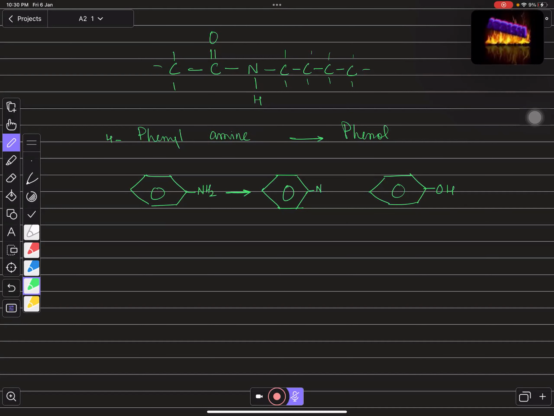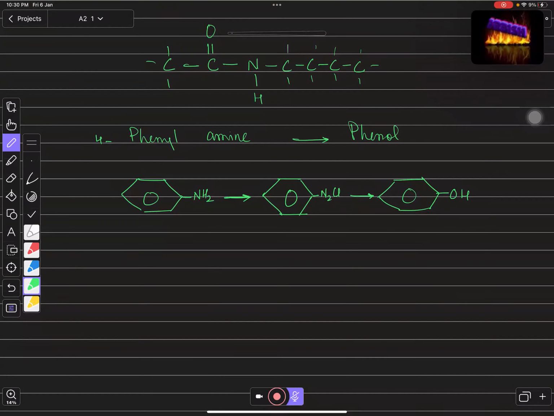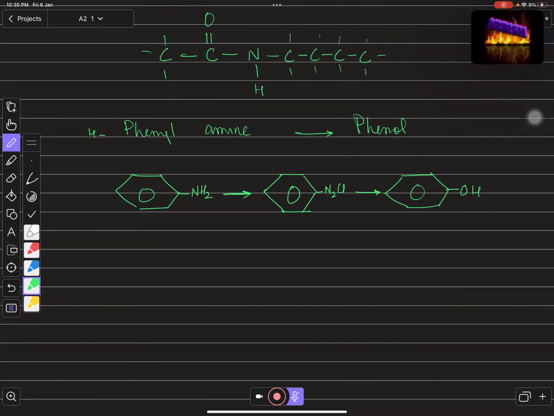This is diazonium salt. हमें इसको बनाना पड़ेगा. जब हम ये बना लेंगे तो ये खुद ब खुद ही कन्वर्ट हो जाएगा फिनोल के अंदर. So actually it is a 2-step process. If you want to convert phenylamines into phenols, it is a 2-step process.